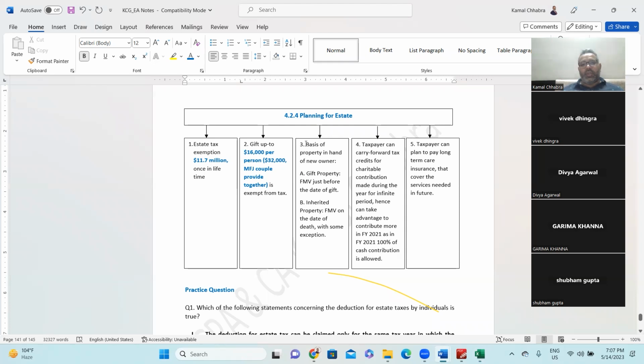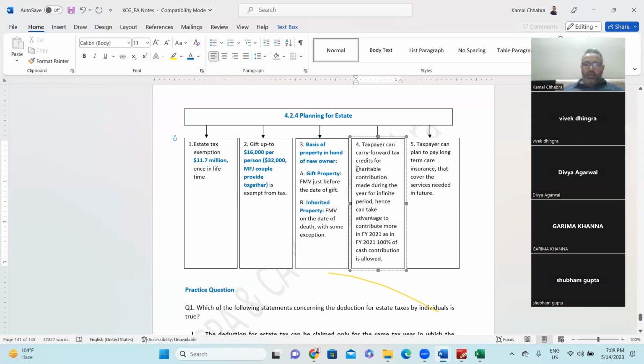Next point to consider is the basis of property in the hand of the new owner. What should be the basis of property in case of gift or inheritance? This we have studied earlier in chapter 2, so it is just a reiteration. First, for gifted property, it is the fair market value just before the date of gift. In case of inheritance, it is the fair market value on the date of death, or 6 months later in case assets are transferred to the estate.